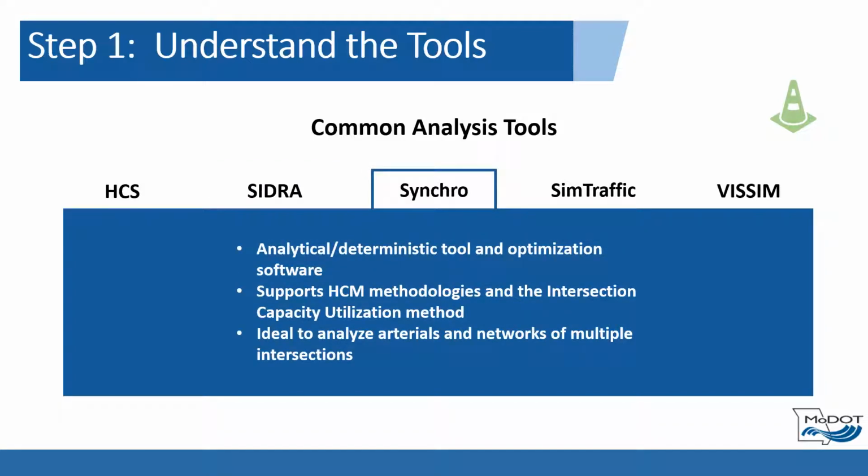TrafficWare's Synchro is an analytical deterministic tool and optimization software application that supports HCM methodologies and the intersection capacity utilization method for determining intersection capacity. It is ideal for analyzing arterials and networks of multiple intersections.